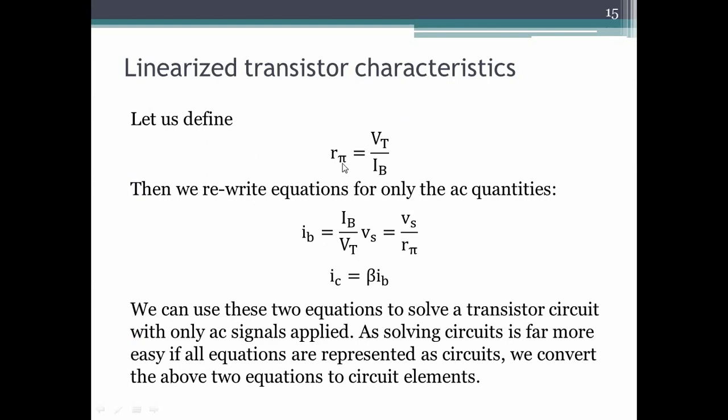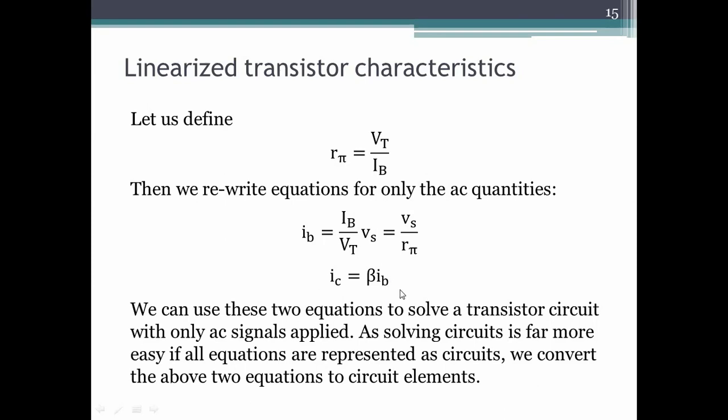So let us define a new quantity. That was IB by Vt. We are defining it as Vt by IB because we want a resistance here, so voltage by current. So we say there is this quantity called r pi equal to Vt by IB. And then we can write, so ib was IB by Vt into Vs, so that is equal to Vs divided by r pi. ib is Vs divided by r pi. And ic is simply beta ib.